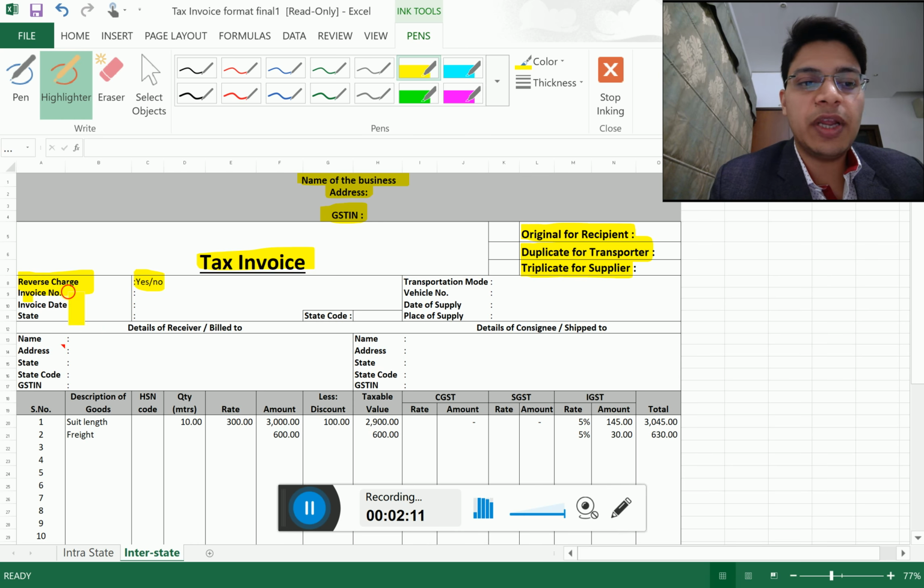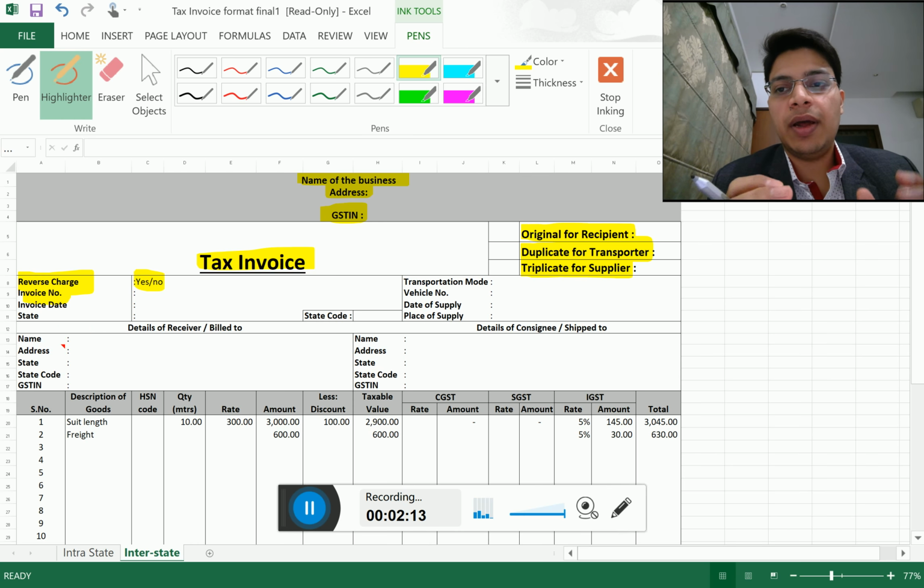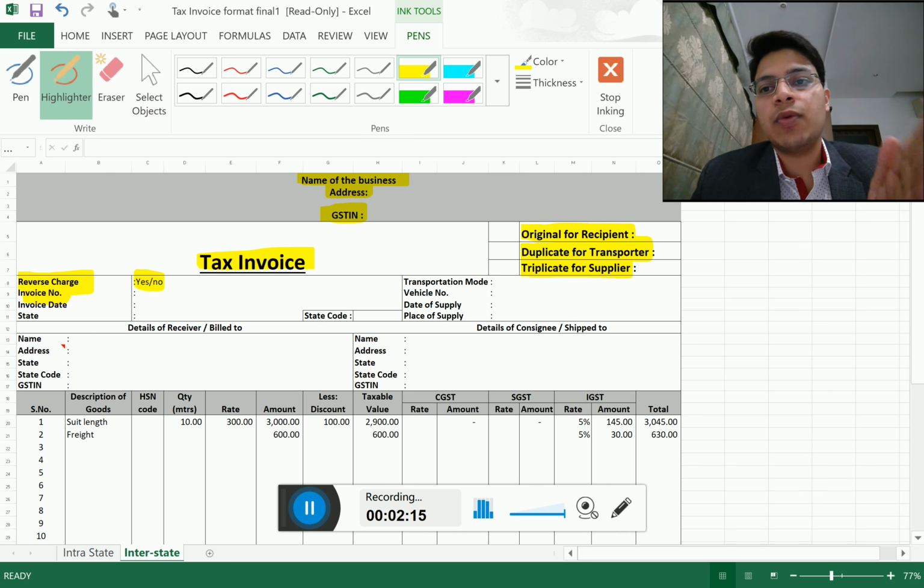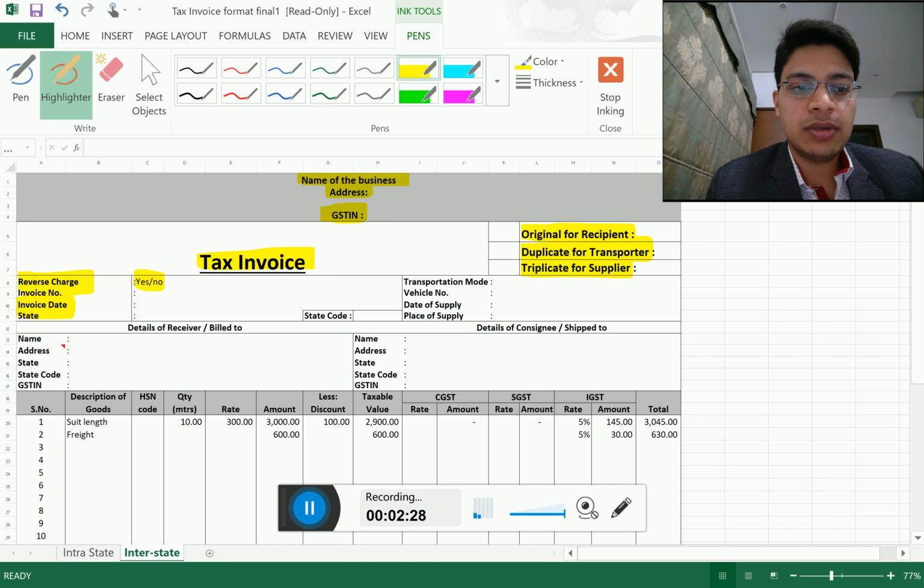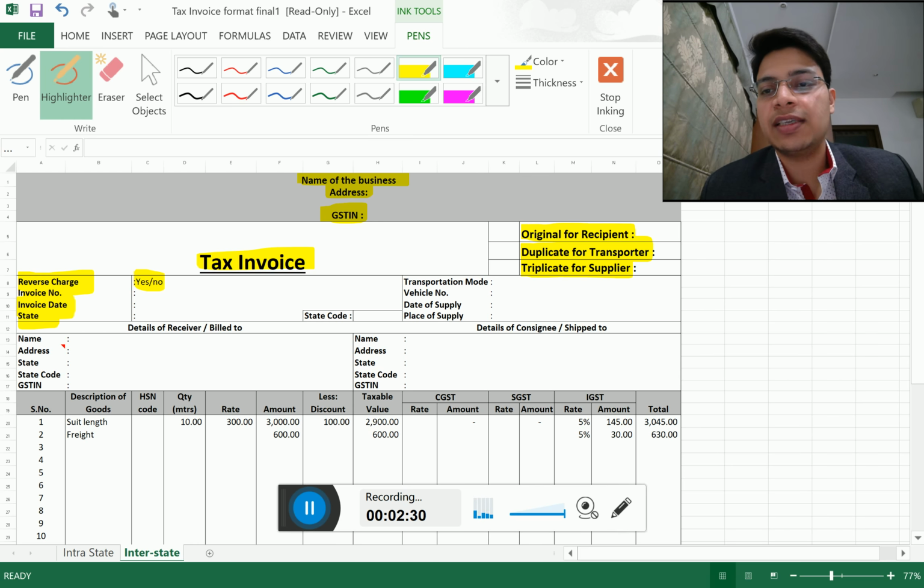You need to mention the invoice number. An important point for invoice number is that the invoice numbers of the GST must be consecutively numbered, like 1, 2, 3, 4, 5, 6. So the series must be followed. The invoice date must be mentioned. The state where the supplier is situated must be mentioned. The state code must be mentioned. Then these are the details of the supplier.